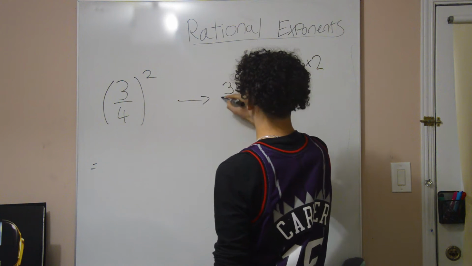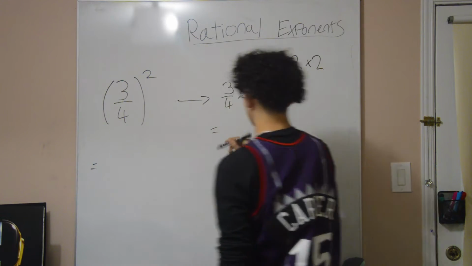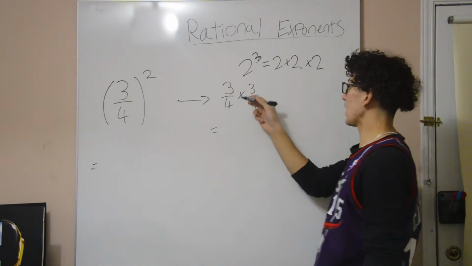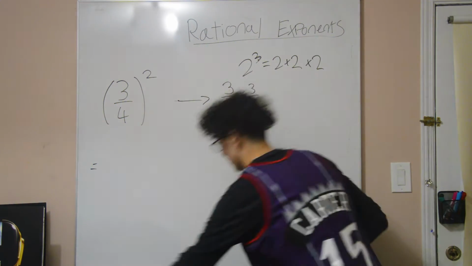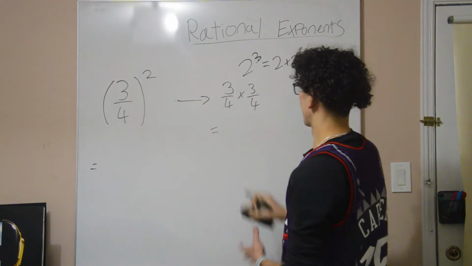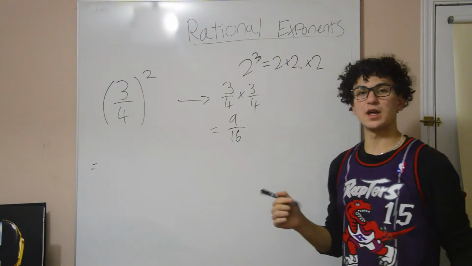We're saying, okay, 3 over 4 times 3 over 4, just like that. Sorry, that's a little small. 3 times 3 becomes 9, and 4 times 4 becomes 16, just like that.